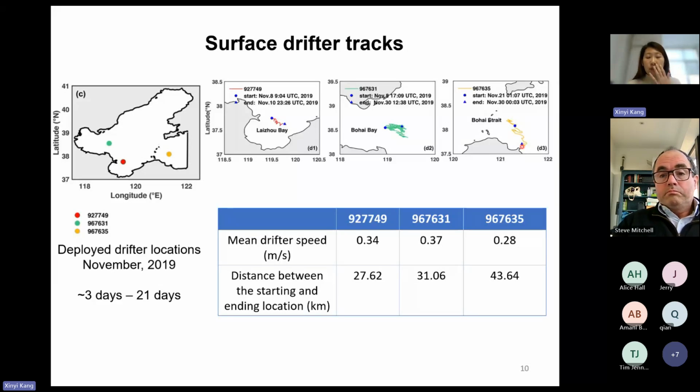Moreover, we also did some simple calculations to get the mean drifter speed. It's about 30 centimeters per second. It's quite close to the surface circulation magnitude in the Bohai Sea.